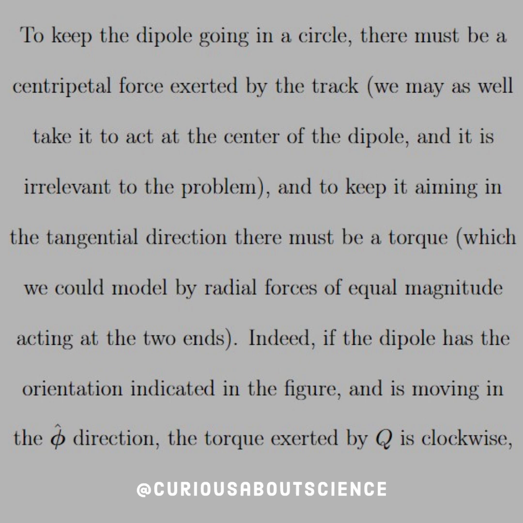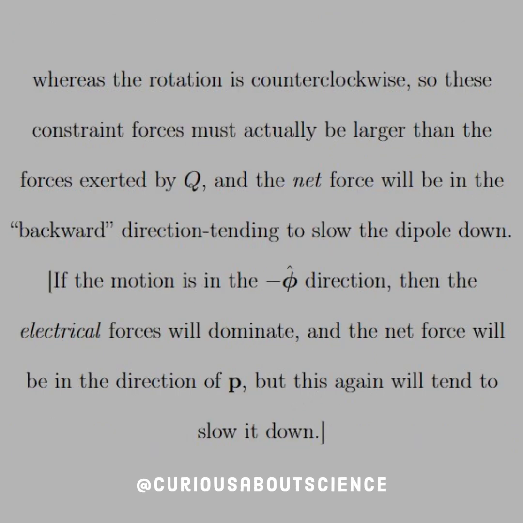Indeed, the dipole has the orientation indicated in the figure and is moving in the phi hat direction. The torque exerted by Q is clockwise, whereas the rotation is counterclockwise. So these constraint forces must actually be larger than the forces exerted by Q, and the net force will be in the backwards direction, tending to slow the dipole down.